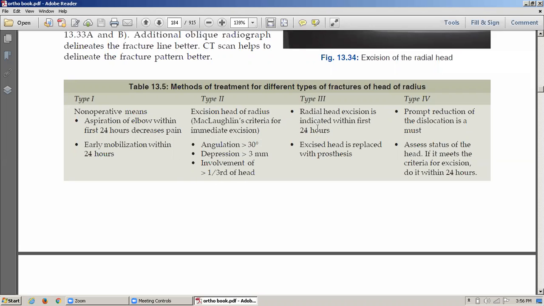Then type 3: radial head excision is indicated within the first 24 hours, and the excised head is replaced with a prosthesis. And type 4: prompt reduction of the dislocation is a must, and assess the status of the head. If it meets the criteria for excision, do it within 24 hours.